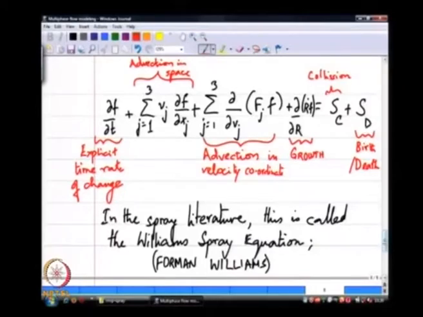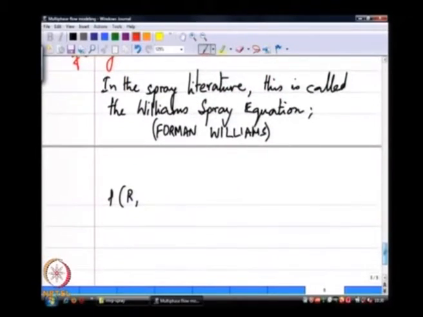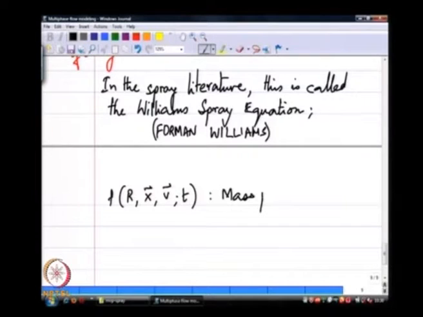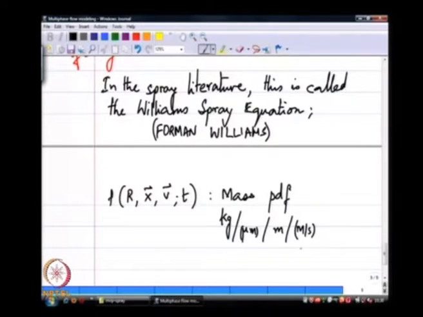So, if I now continue on and look at the forms, if I define f as a mass probability density function, and I will use a vector notation, just to be clear, it has units of kilograms per micrometer of the drop size, per meter of physical space, per meter per second of velocity. So, these are the units of this probability density function.